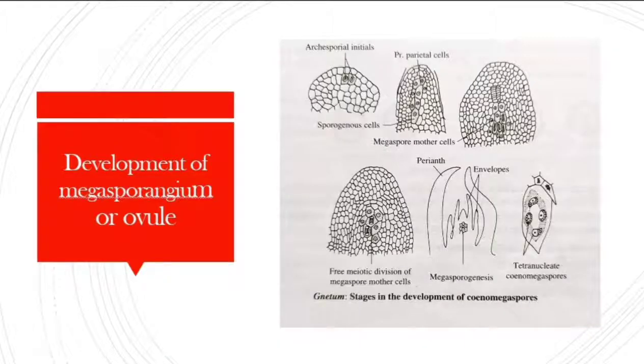Development of megasporangium. It is also eusporangiate. An annular meristem develops below each collar. Eight to ten cells differentiate as megasporangial initials. These are borne on a cushion.